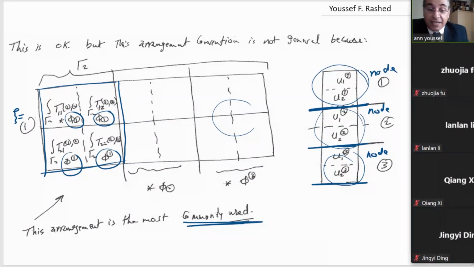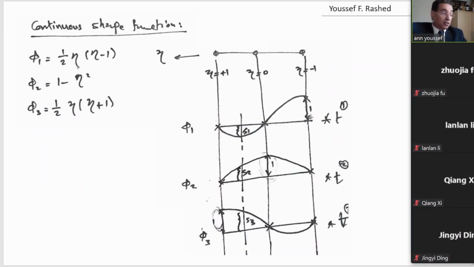Coming back, let us see. We will repeat what we did before. We have the continuous shape function. We'll talk about the continuous shape function, then we'll talk about the discontinuous shape function.